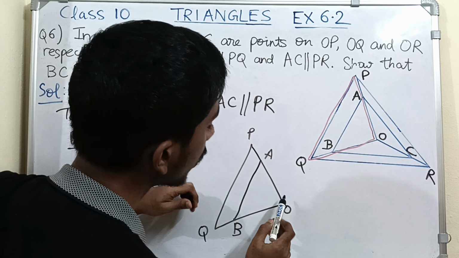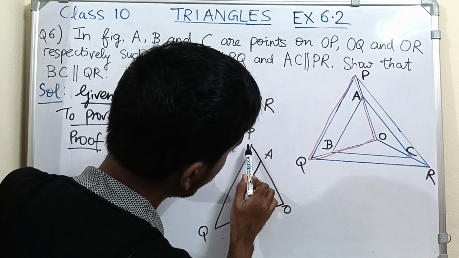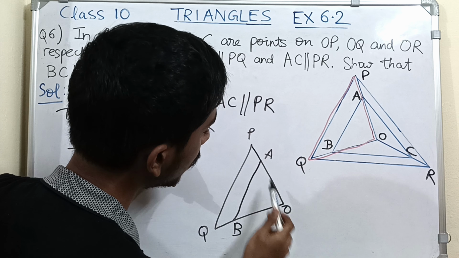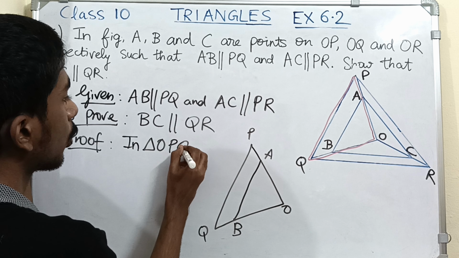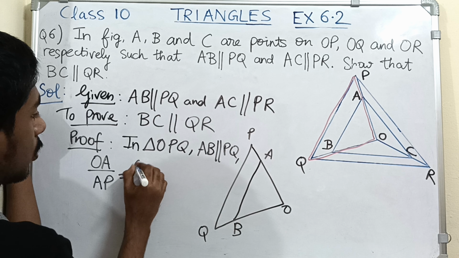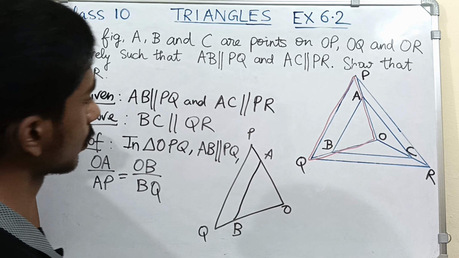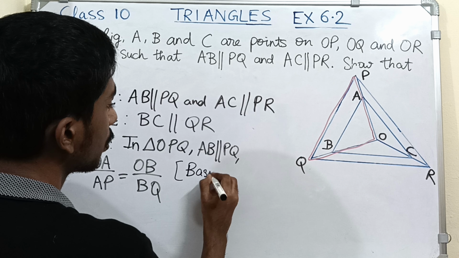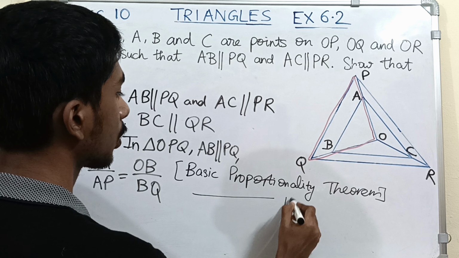When applying BPT, in triangle OPQ, we have OA by AP is equal to OB by BQ. Reason is basic proportionality theorem. Let this be equation number 1.